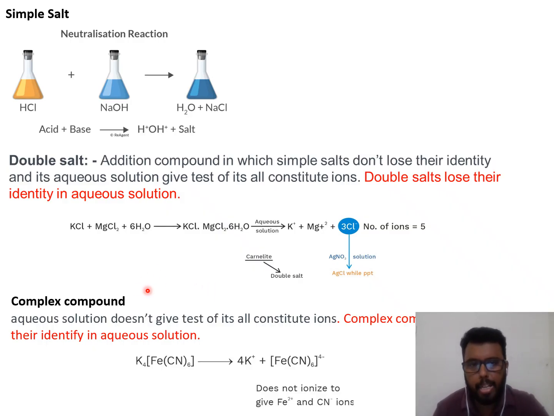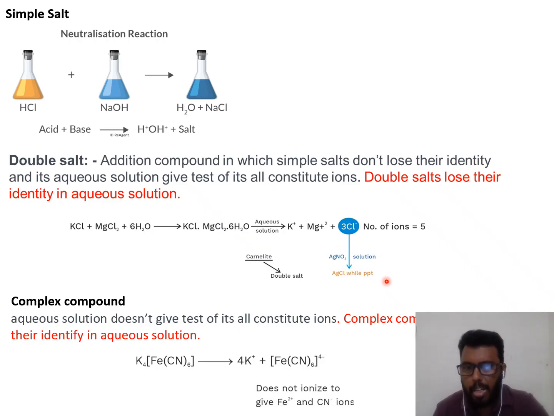For example, let's take potassium chloride and magnesium chloride, an alkali salt and an alkaline earth salt, and dissolve them in water. It will form potassium chloride magnesium chloride hexahydrate, the hydrated form of these two salts. And when you dissolve this double salt in aqueous solution, they will not keep their identity. For instance, it will dissociate into potassium ion, magnesium ion and chloride ions. So the number of ions will be almost 5, like 3 chloride, 1 potassium, and 1 magnesium.